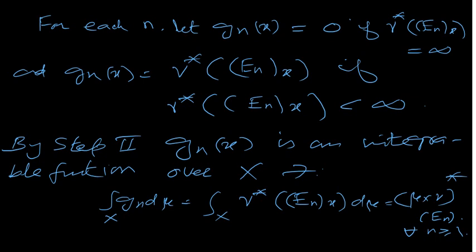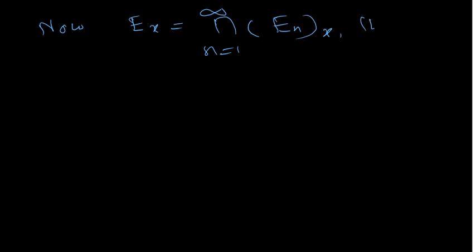Now actually we have to show that Ex is nu measurable, and nu star of Ex defines an integrable function over X. We have to prove the result for the set E actually. Now what's Ex actually? Because E is the intersection of En, Ex must be the intersection of En x, where n runs from 1 to infinity. So therefore Ex is measurable, because each En x is measurable.